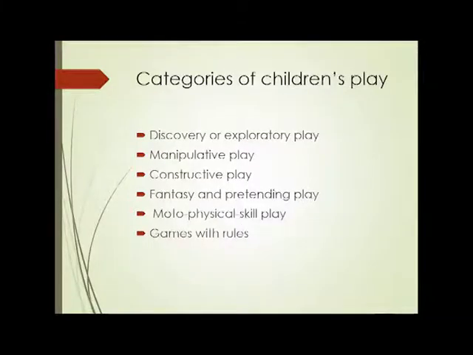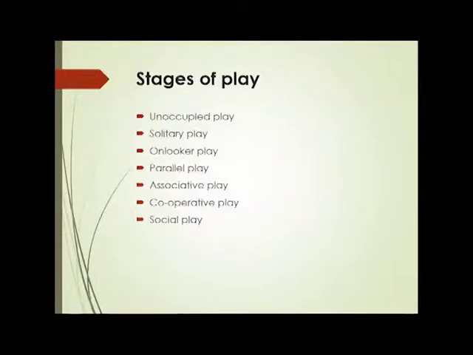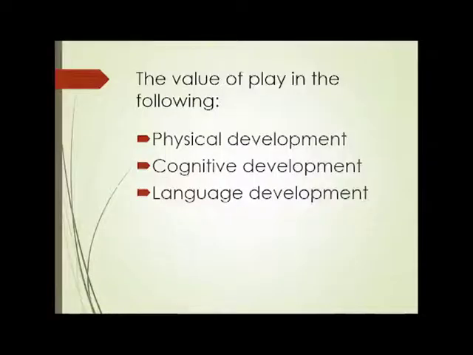Categories of children's play, you need to understand those categories: discovery, manipulative play, constructive play, fantasy and pretending play, motor physical skill play, and games with rules. So when you are asked what each one is all about, you should be able to explain. And stages of play: unoccupied, solitary play, onlooker play, parallel play, associative play, cooperative play, and social play. You need to understand all those stages to know better.